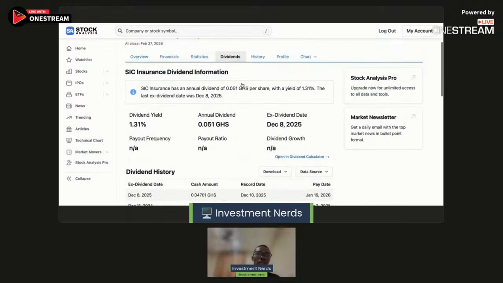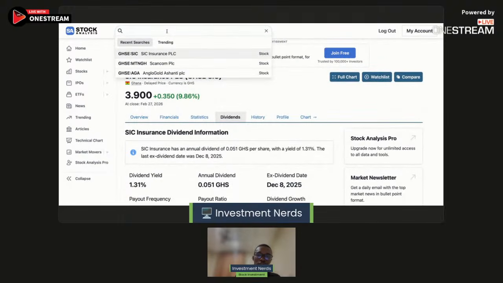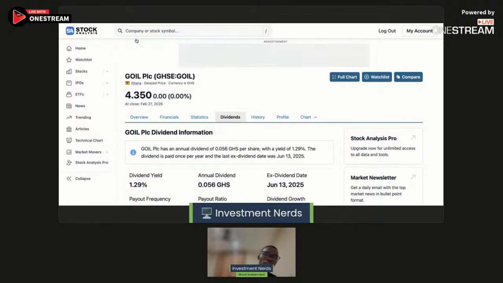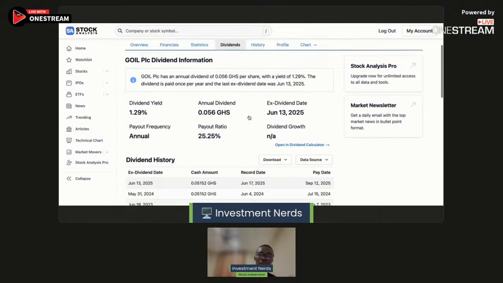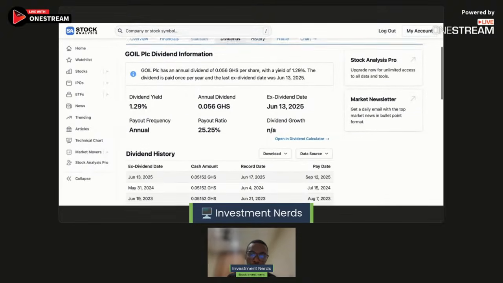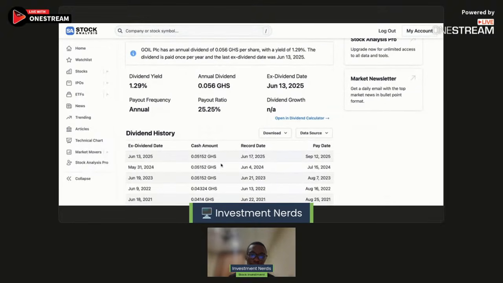So if we want to check, does Go pay dividend? You just go and look for Go, and you look for it on the Ghana Stock Exchange. You look for GOL, Go PLC. Look for it on the Ghana Stock Exchange. Click on them. It takes you to the dividend tab. Go and look at them. You look at Go now. You see, okay, they are paying dividend.